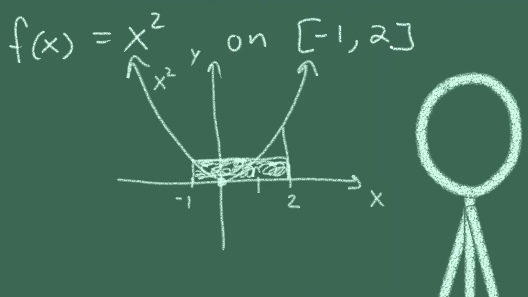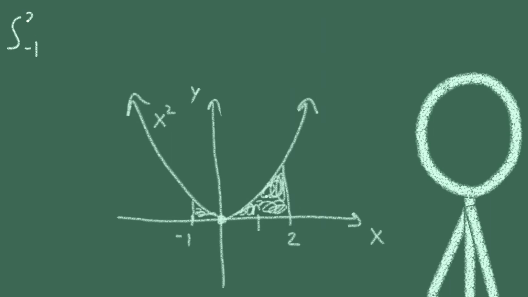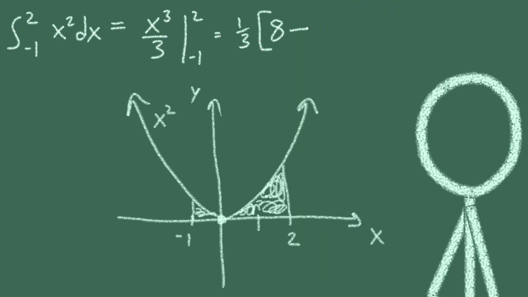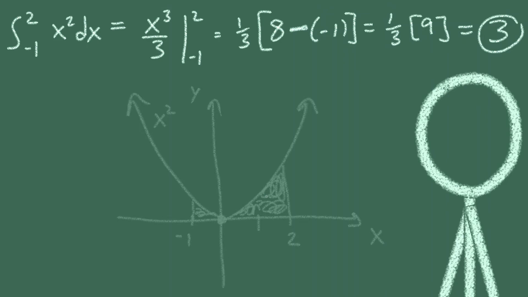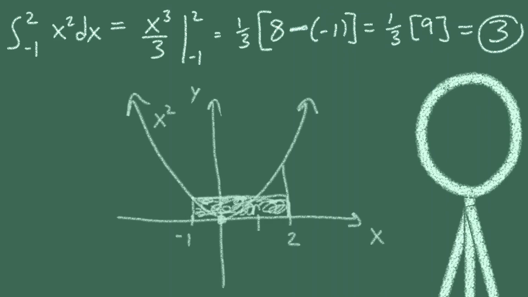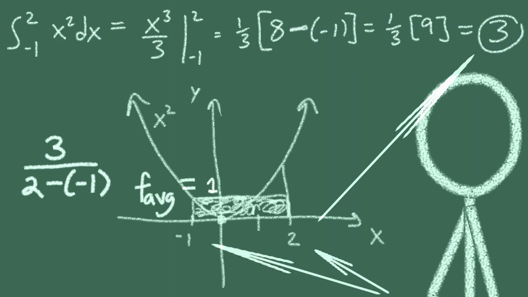In particular, the area under f of x is given by the integral from minus 1 to 2 of f of x dx. And we can compute that pretty easily, like so. Aha! It's 3. Now, if 3 is the area of a rectangle over minus 1 to 2, we can easily solve for its height as 3 over 2 minus negative 1, so it's 1.